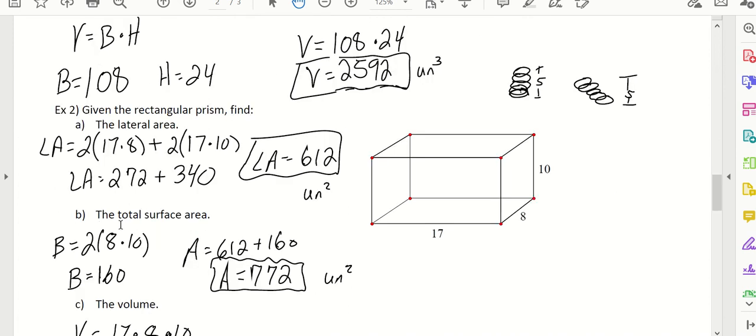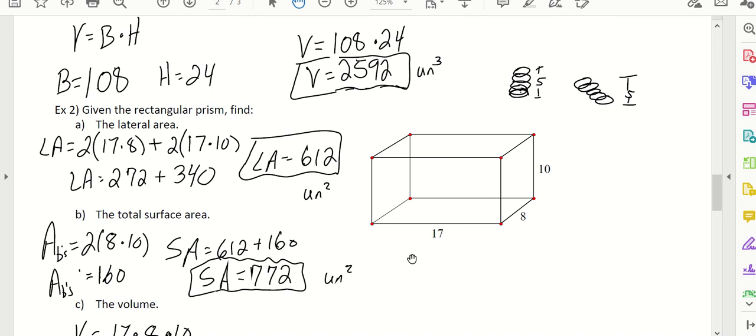For the total surface area, we need to now find the area of the bases. So the area of the bases are 8 by 10. So 8 times 10, and there's 2 of them. So 8 times 10 times 2, so that would be 80. Times 2 is 160. So the area of the base is 160. To find the total surface area, it'd be the lateral area, which is 612, plus the area of the base is 160. We add that together and we get 772 units squared for the total surface area.